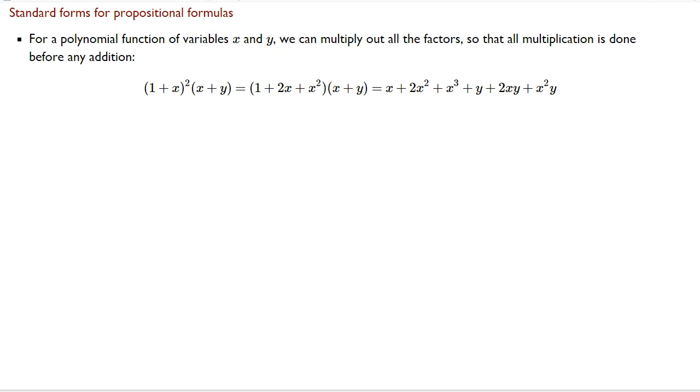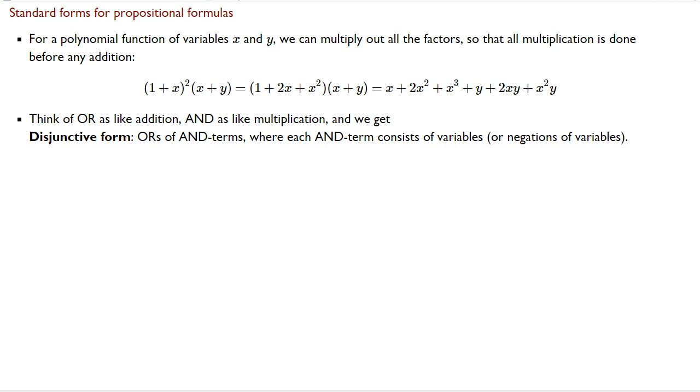If you multiply out all the products, as I've done here, expanding the square, expanding the product, eventually you can write a polynomial in any number of variables as a sum of monomials. You can think of OR as being kind of like addition and AND as being kind of like multiplication, and do exactly the same thing. The jargon for this is disjunctive form. Up here, this fully expanded polynomial was a sum of products, and in disjunctive form we have an OR of various terms formed using only AND.